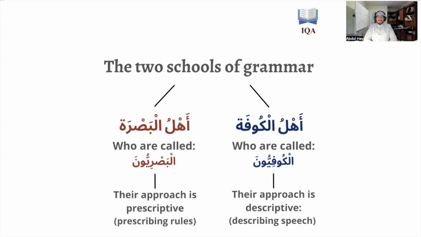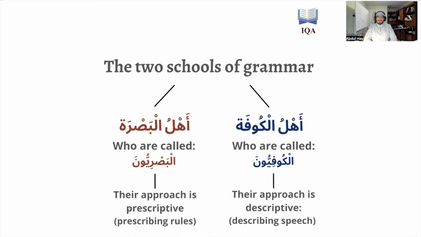Now al-Basra and al-Kufa are both cities. They're both in what is presently called Iraq. Basra is closer to the Kuwaiti border and Kufa is more towards the center. Now, what's the difference between these two schools in a very brief sense?